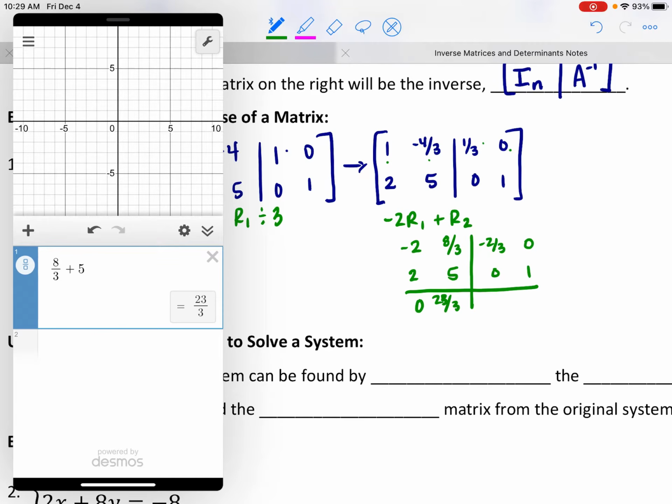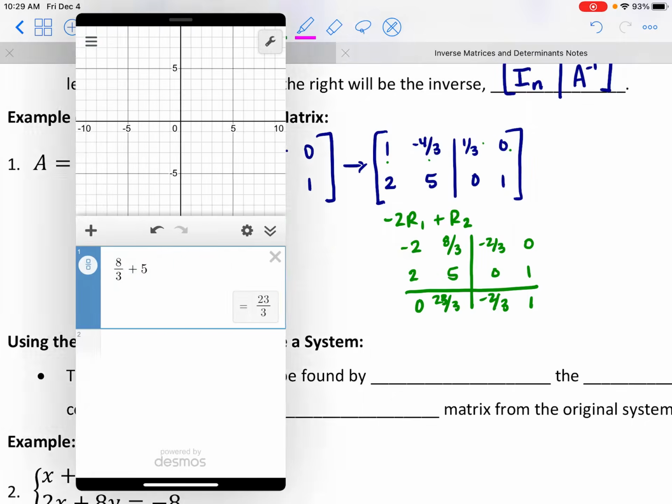23 thirds. Negative 2 thirds and 0 is going to be negative 2 thirds, and then 0 and 1 is going to leave me with a 1. So that is my new row 2.